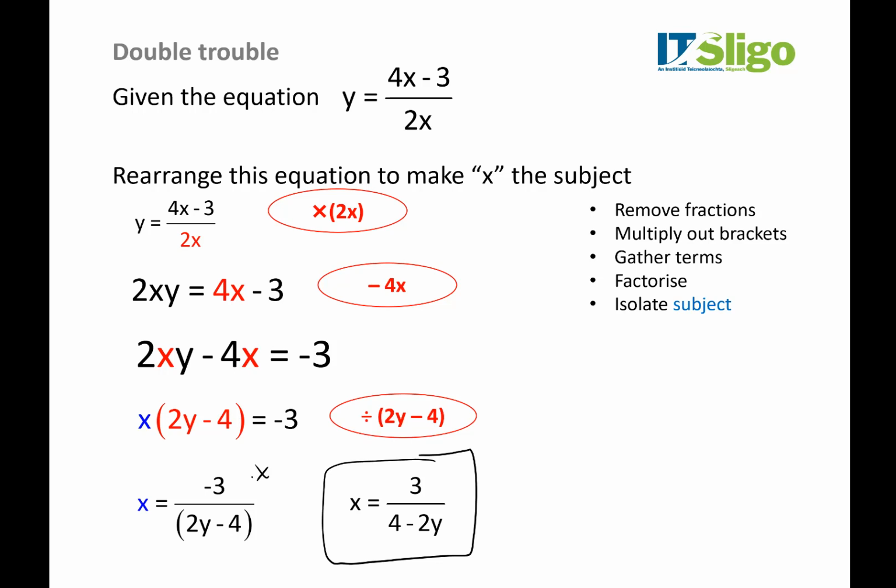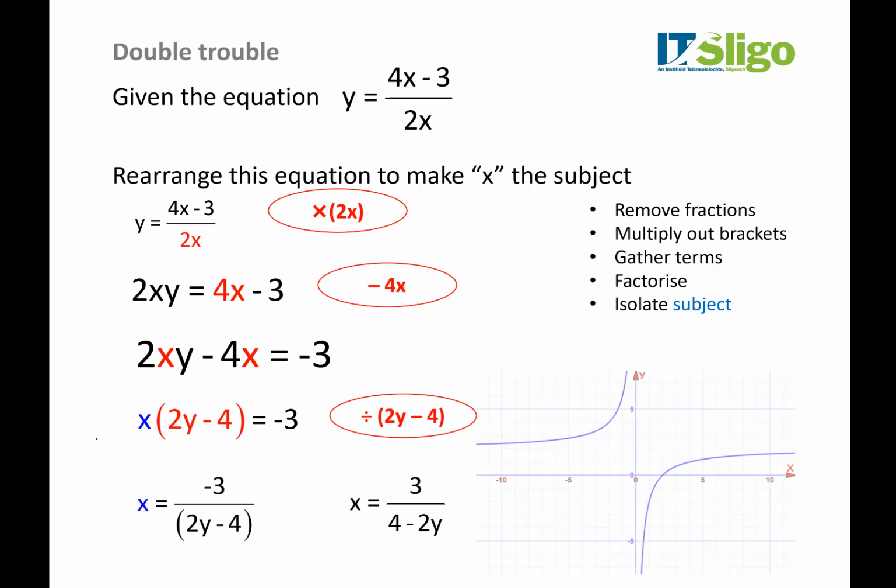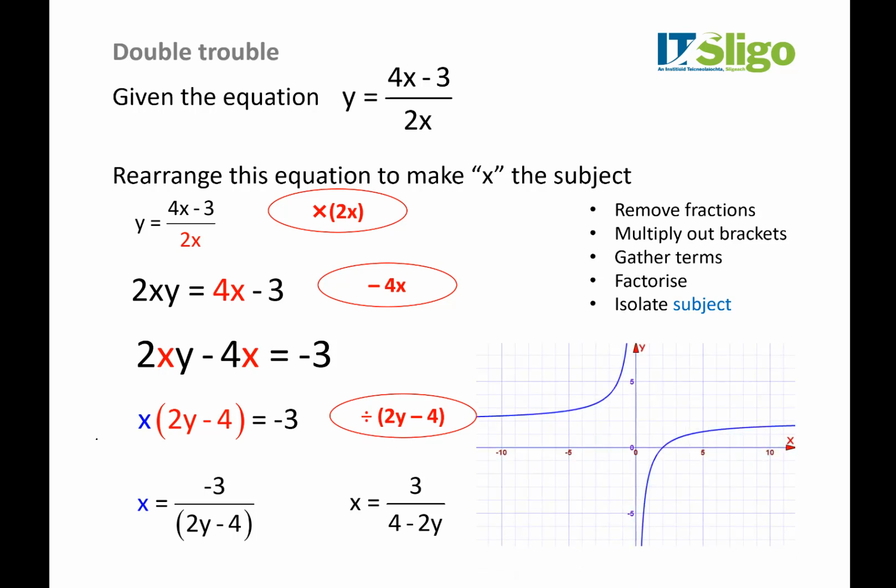So that, guys, is double trouble. It's a different technique than the one in the previous 3 examples. Your focus is much more on gathering all the subject terms to one side. This allows you to factorize, and that's the crucial step. You go from having several x terms to just having one. And once you get there, you're usually just one step from the solution. So there's just a graph of the function. It's a rational function. It gets that reciprocal looking curve.